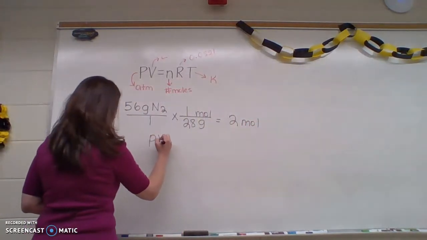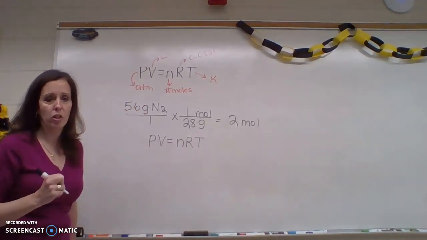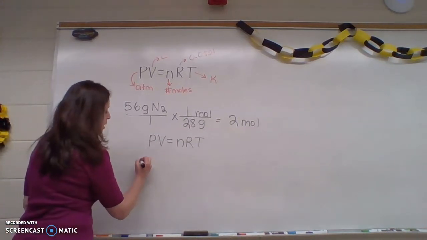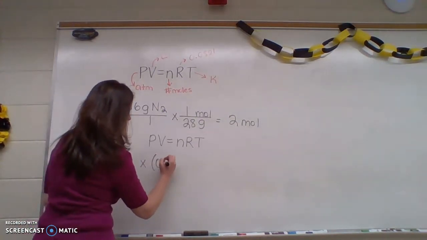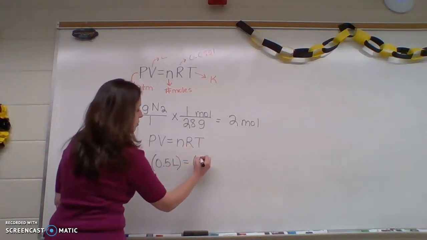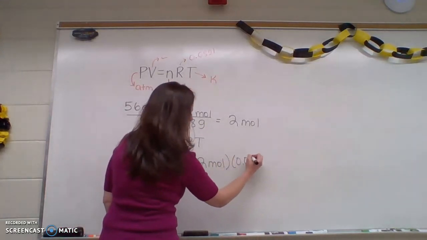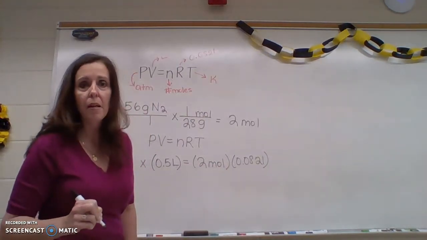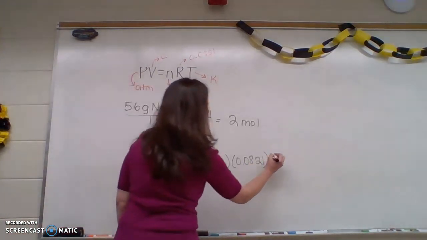Now I'm ready to plug and chug into my equation. All right, so the pressure is not given. So this time pressure is going to be X. Volume is 0.5 liters, so I put that in, and I'm in liters, so I'm good to go. Moles is what I just found, so I put that in. R is my weird number. And the temperature is 101. That's in degrees Celsius, so I have to add 273.